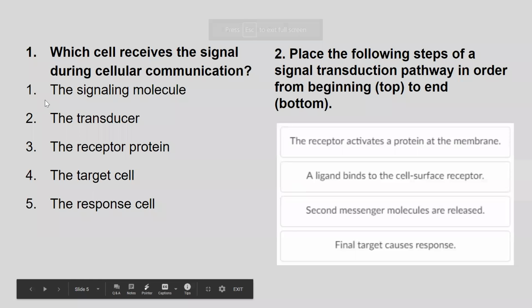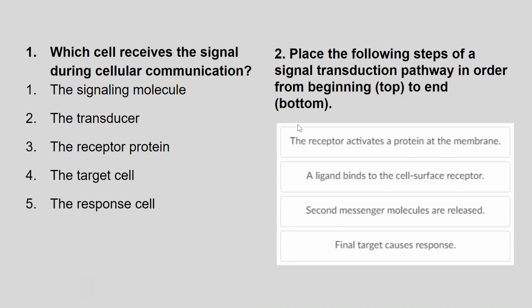So we have question number 1 and 2 on screen. Please don't share any answers now. I will cold call. So you read the question and be prepared with the answer for question number 1 and 2. Question number 1 is: which cell receives the signal during cellular communication? The signaling molecule, the transducer, the receptor protein, the target cell, or the response cell.